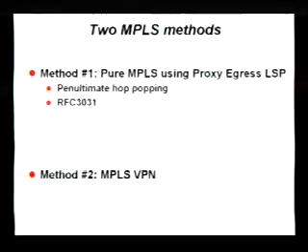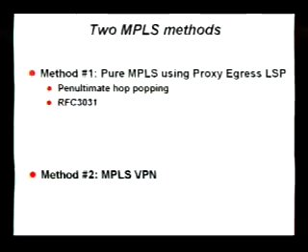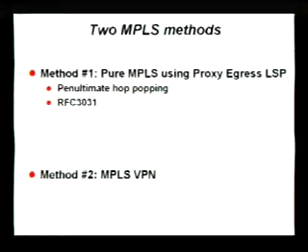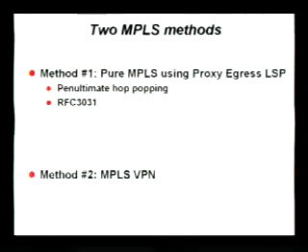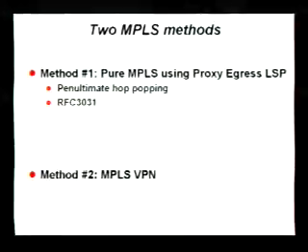So we are going to show two implementations. The first implementation is based on the MPLS using the proxy egress LSP, which is basically doing a lot of taking extra mileage on the penultimate hopping that we saw in the tutorial on Sunday, actually. And the other method is based on MPLS VPN.